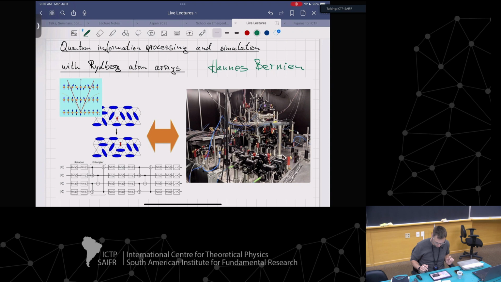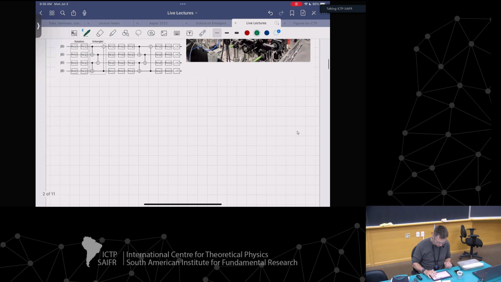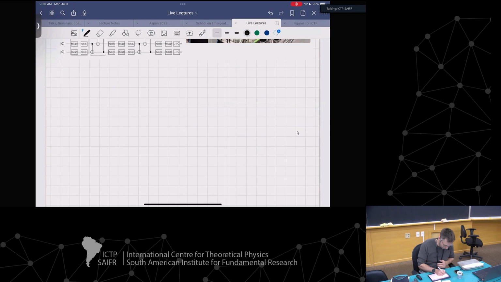Okay, this is the big spiel. We want to make this connection, but let me break it up a little bit into an overview of the lectures. Roughly there will be three. And in the first, and maybe a little bit of the second lecture, we are going to talk about single atoms.